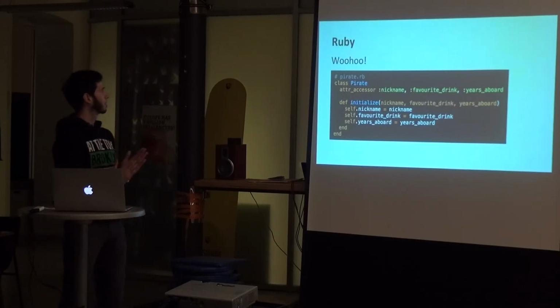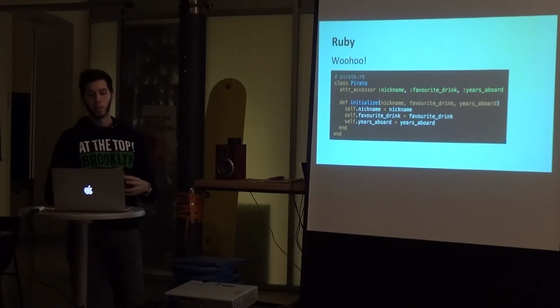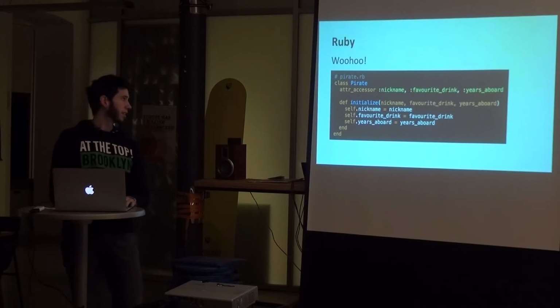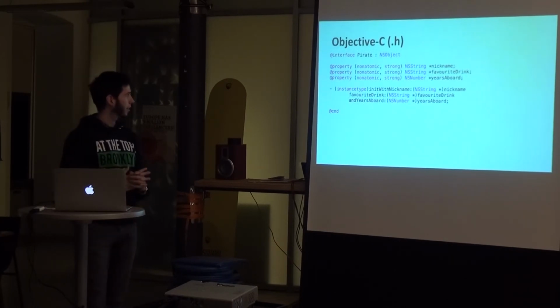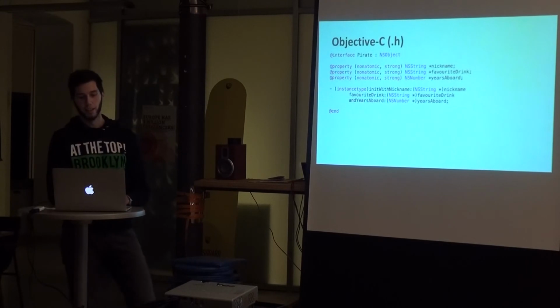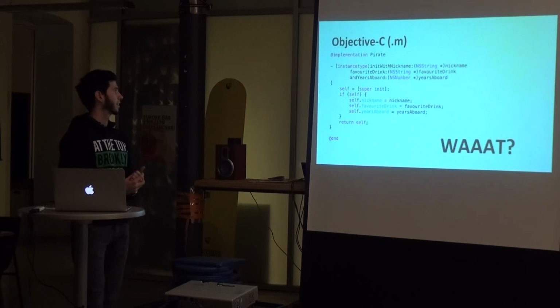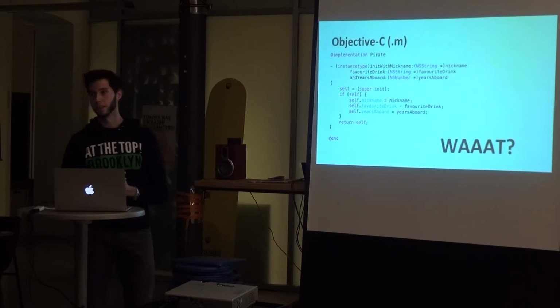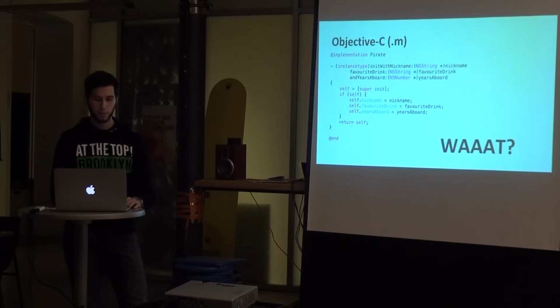We all know how to write a simple pirate class in Ruby. It's pretty simple, straightforward, nothing special. But now, if you haven't seen Objective-C code yet, brace yourselves, because this is the first part, the header file of the class, and this is the implementation file. So we see there's a lot of verbose code, a lot of unnecessary typing, which we don't like as Ruby developers, so it's basically crap.